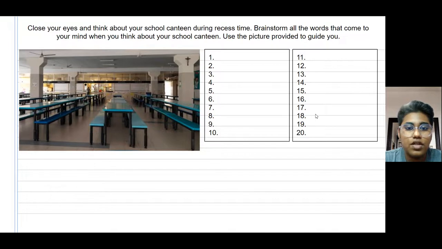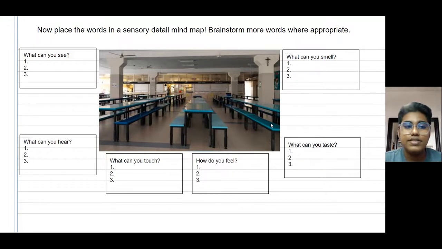All right, let's move along. Now that you've taken your time to brainstorm your list about recess time, let's get into organizing your ideas. So now place the words in a sensory detail mind map. Brainstorm more words where appropriate. Okay, so now I want you to look at your list and then I want you to see which one incites the sense of sight, which one is about the sense of smell. I want you to organize them. Take 5 minutes or 10 minutes again. It's up to your pace and process. It's all good. On my end, I'm going to give you a 30-second buffer and your time starts now.